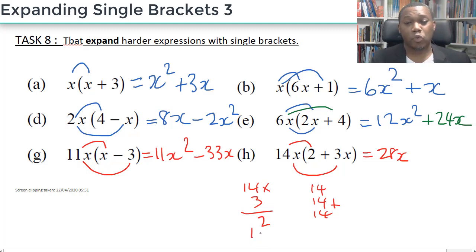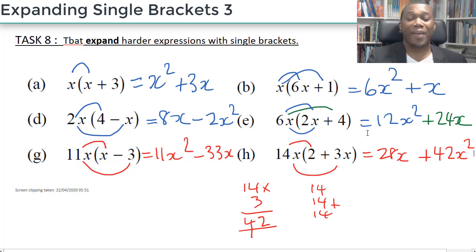I'm carrying over the 1. 1 3 is 3 and 1 is 4. So 42 is what you will get either way. Even if you did the addition, you'll get 42. So it is plus 42x squared. 28x, doubling 14x, plus 42x squared. So those are the 6 answers you should have had.